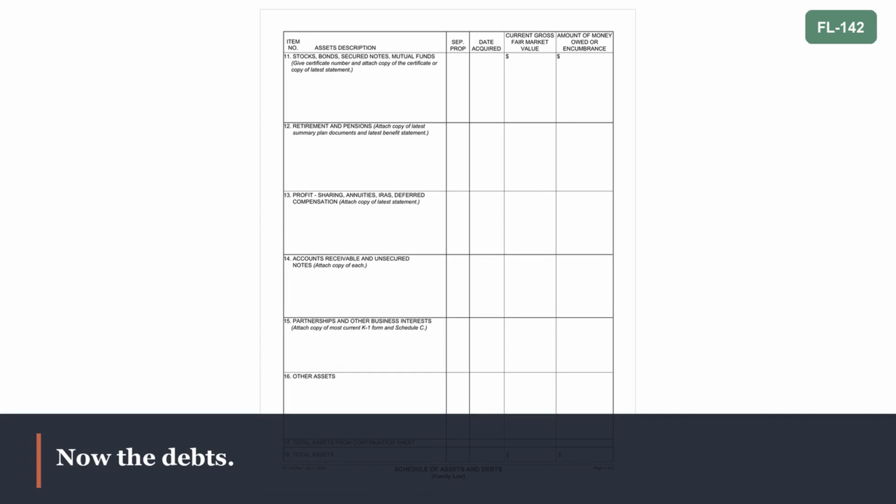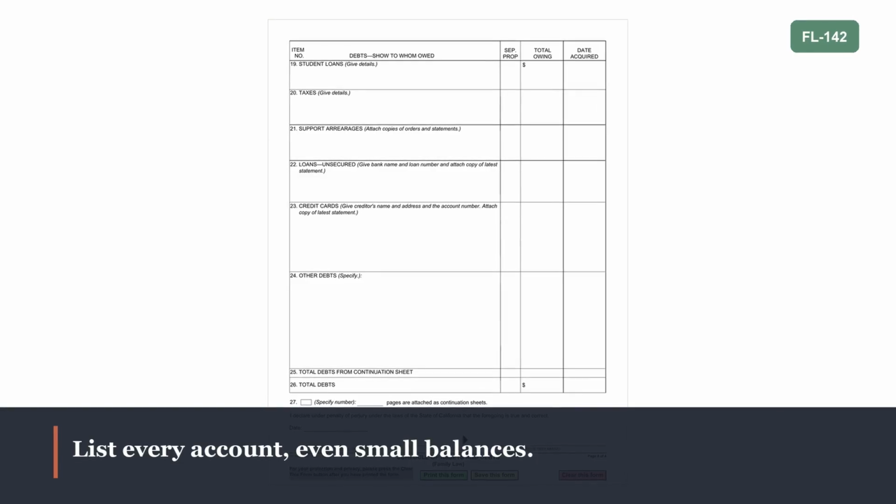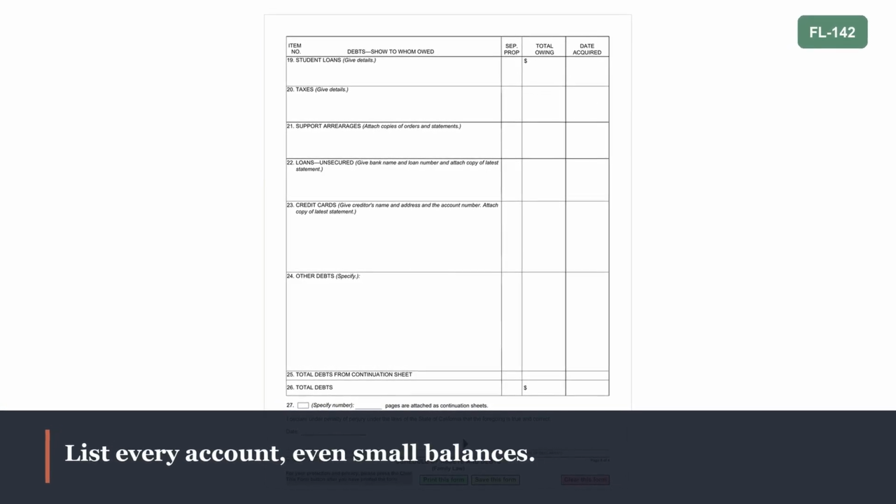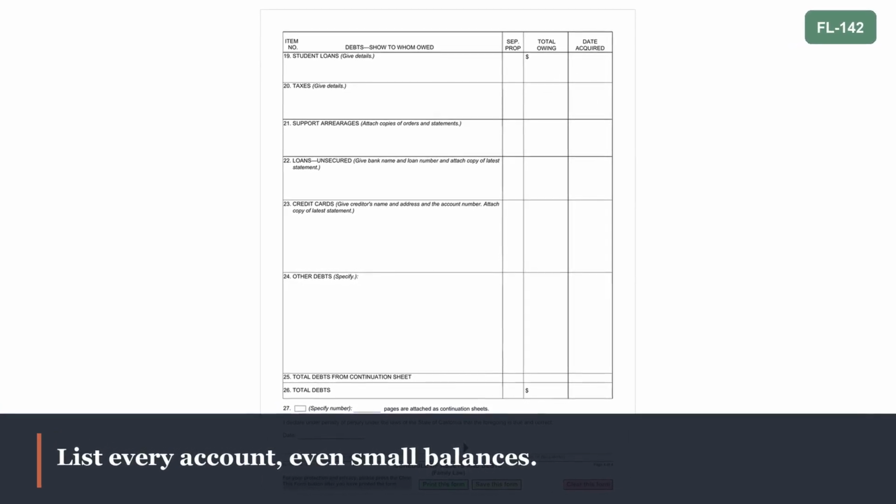Credit cards listed by creditor and current balance. Loans, including personal loans, student loans, and auto loans. Taxes owed, including any outstanding balance to the IRS or California Franchise Tax Board, and other obligations like medical debt or amounts owed to family members. List every account, even small balances. Use the most recent statement available for each debt, and note whether each debt is separate, community, or a mix.